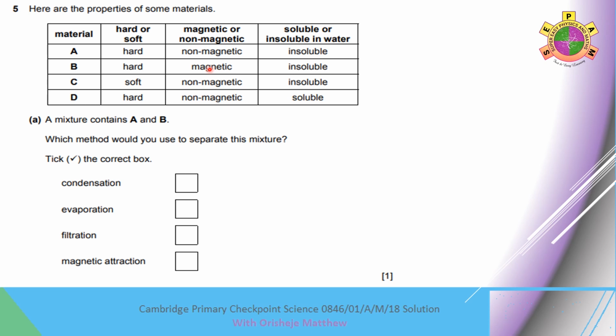If you bring the magnet close to the mixture of A and B, B will be attracted, leaving A behind. So condensation will not work, evaporation will not work, filtration will not work. You have magnetic attraction. All right.